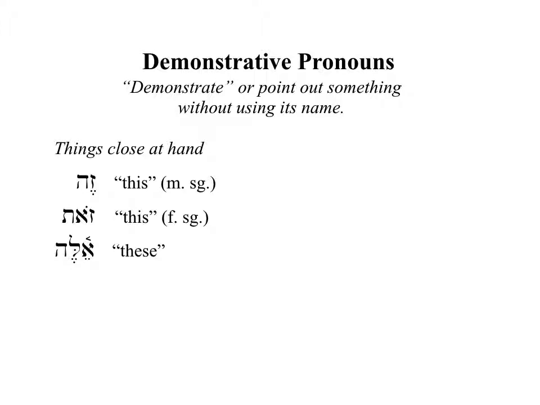So we can break this down into two different categories. The first are things close at hand. You're learning three new vocabulary words related to these, and this would be when we designate something close, like this book or these books. And in Hebrew, the singulars are differentiated by gender. In the plural, you use the same form for either gender. These words indicate things that are close at hand.